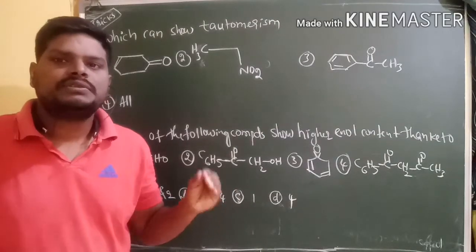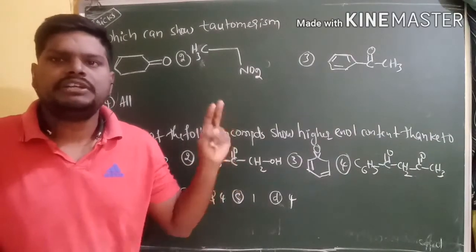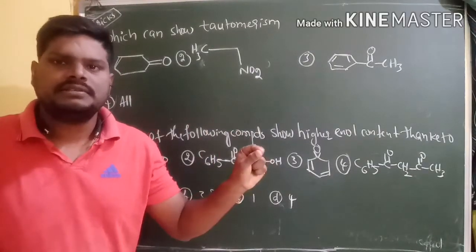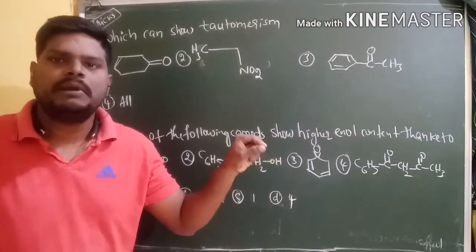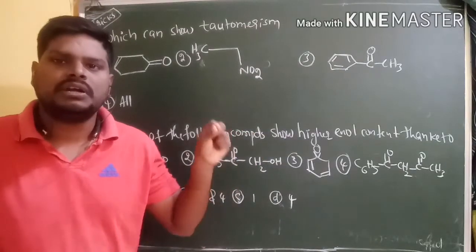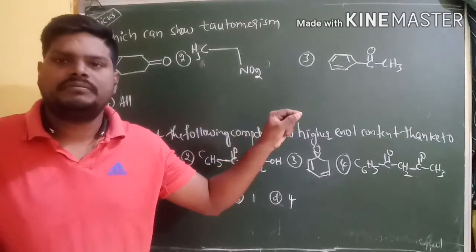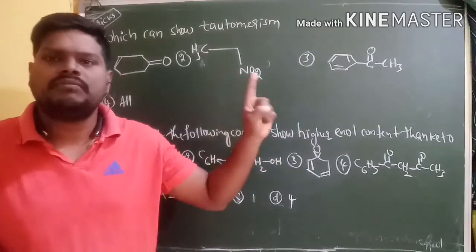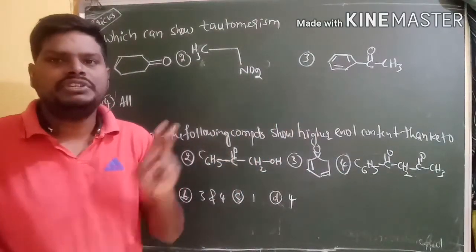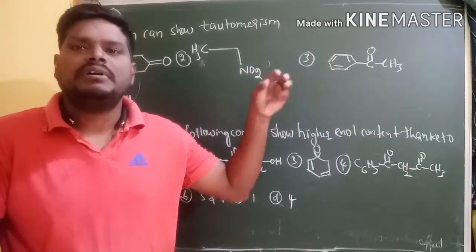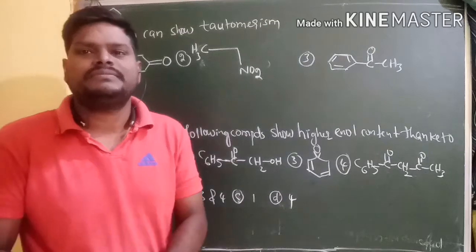Tautomerism is exhibited mainly under two conditions. The C double bond O group, that is the keto group, must be attached to a saturated carbon, and it must have at least one alpha hydrogen. So these two are very important conditions to decide whether tautomerism is exhibited or not.